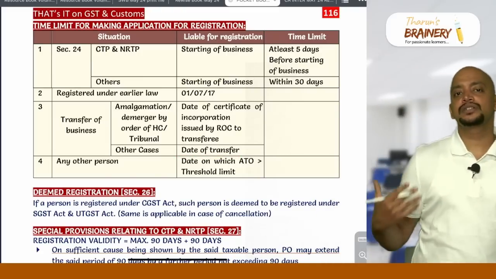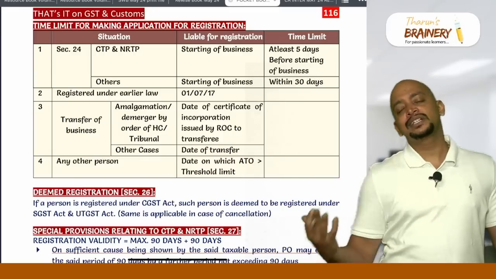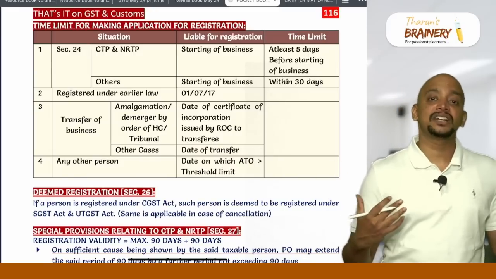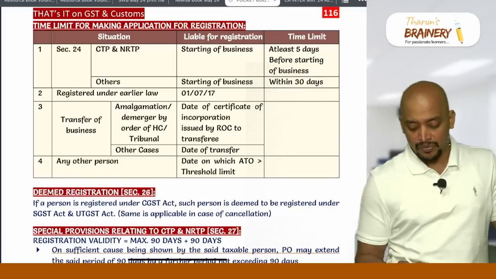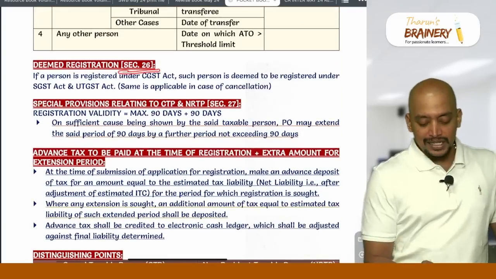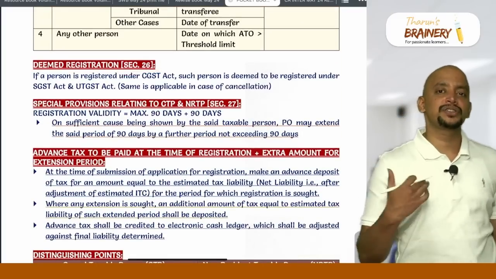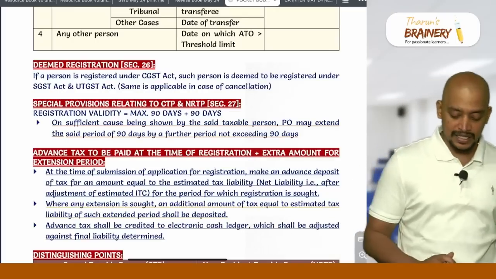Whenever amalgamation, merger or demerger happens and a new company, the resulting entity, has been formed, so within 30 days from the date on which the certificate of incorporation is given for the resulting entity. In any other case, within 30 days from the date the person's aggregate turnover exceeds the threshold limit. Then section 26 talks about deemed registration, that is if you are registered under the CGST Act, you are deemed to be registered under the SGST Act and vice versa.